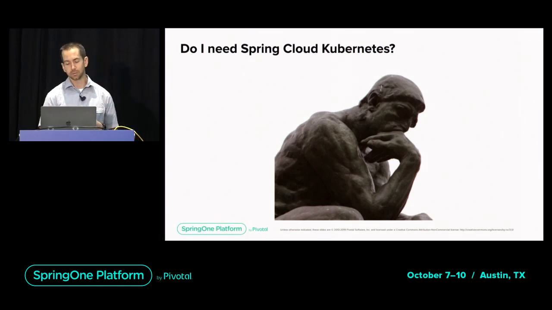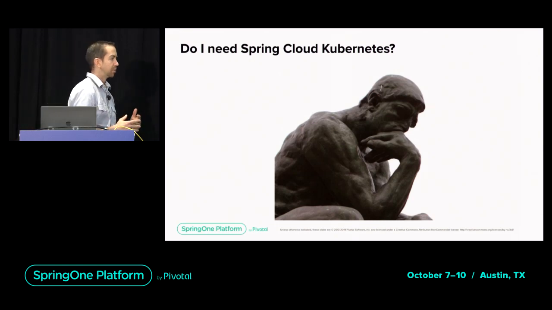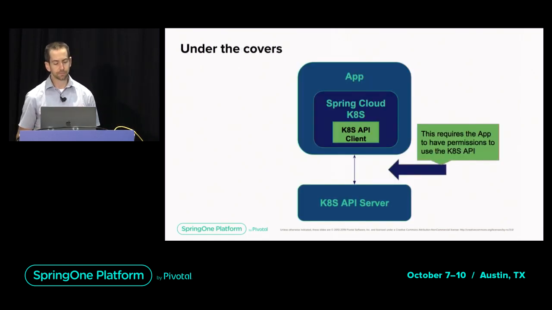So there's a little bit of an unknown in what amount of control you want to give up as a developer. I'm not sure. You can make an argument that everything that Spring Cloud Kubernetes does can be done natively with just Kubernetes concepts. And it's a perfectly valid argument.